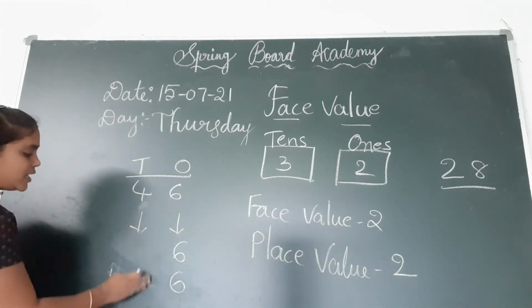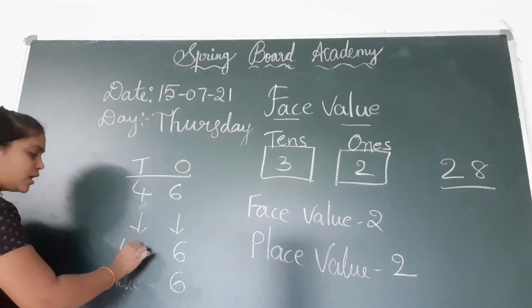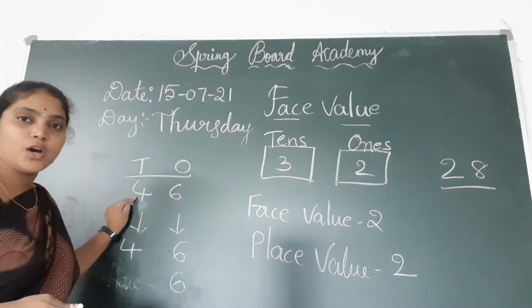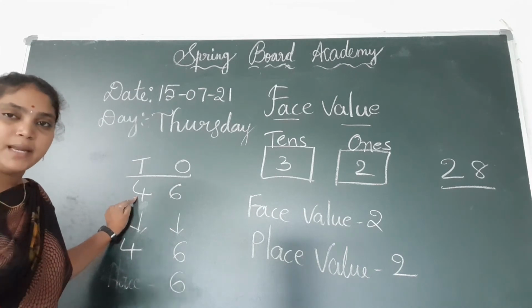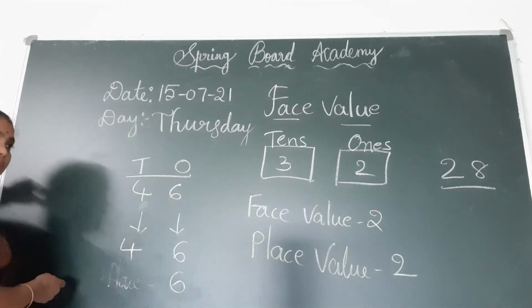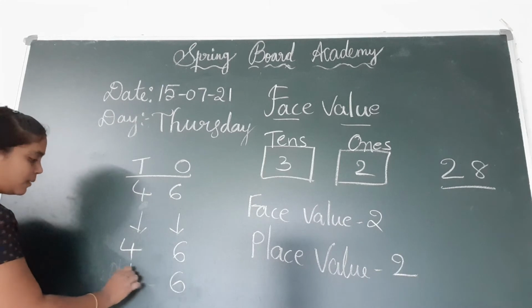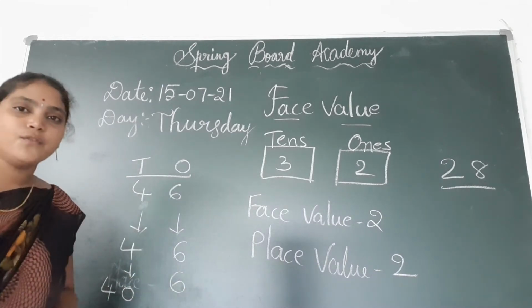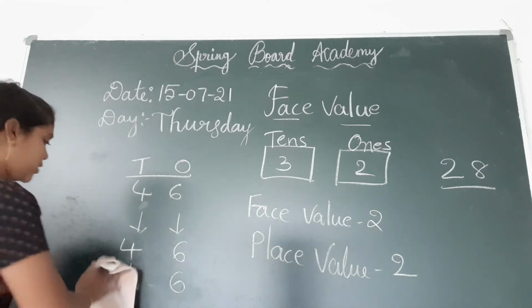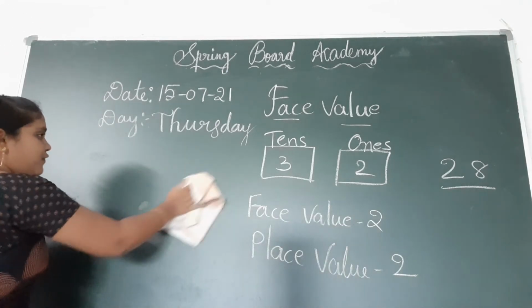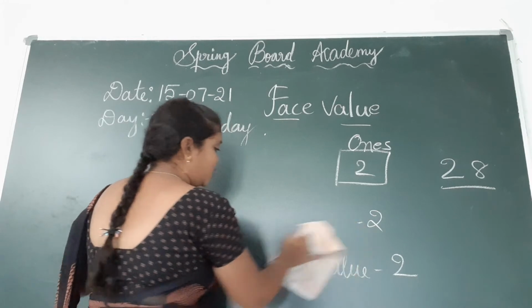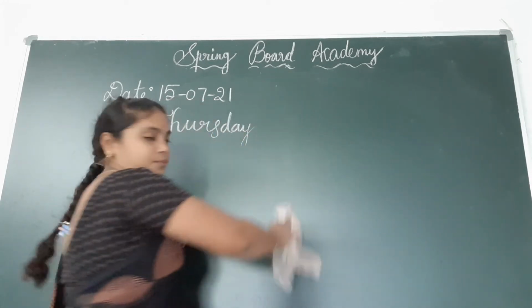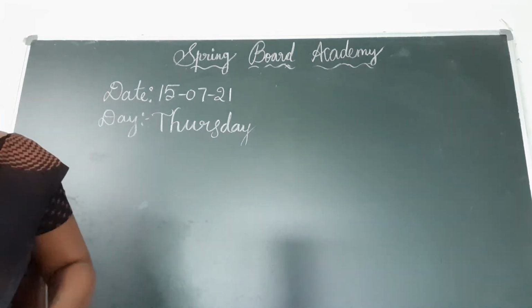What is the face value of 4? Write the same, it's 4 only. Now what is the place value of 4? I am asking place value, children. Here 4 is in the tens place. So the place value of 4 is 40. Okay, place value of 4 is 40. So we can say that the face value and place value of ones place digits are the same. Next, turn to the next page.